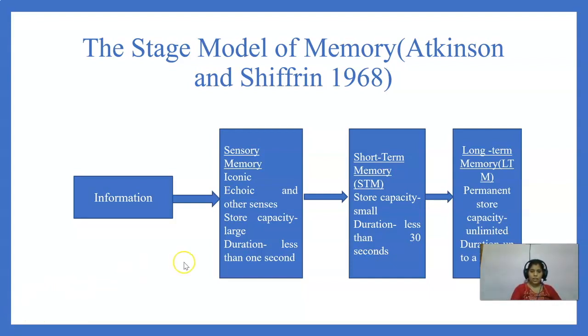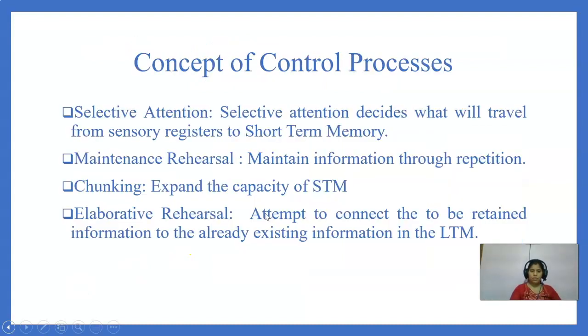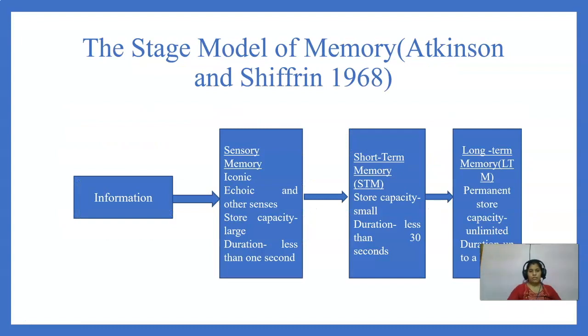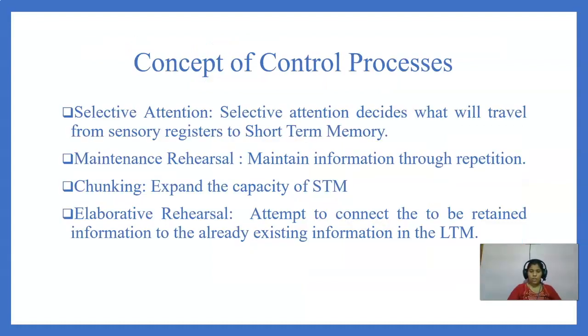Now the question is, how does information travel from one store to another? Like in sensory memory, it has a large capacity, many pieces of information are there, but how does that information travel to short-term memory, or how does information travel from short-term memory to long-term memory? So there are some control processes. These control processes actually determine which information will travel from one store to another.